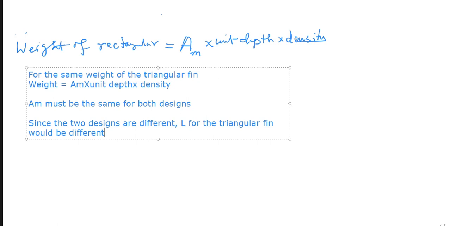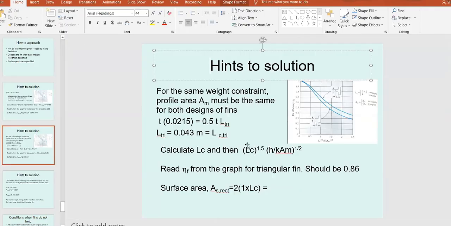ঠিক আছে? So let's go back to our hints there, and then you should be able to get it. এটা আমরা এখন লিখেছি যে AM for the rectangular fin was LC times whatever, and this case is half T times L triangle. Okay, that's the typical length, isn't it? Half of T times the L triangle. That is the standard formula for area of a triangle, isn't it? So এখান থেকে you find out the L of the triangle, that triangular fin এর জন্য lengthটা কত হবে, and it comes out to be 0.043.